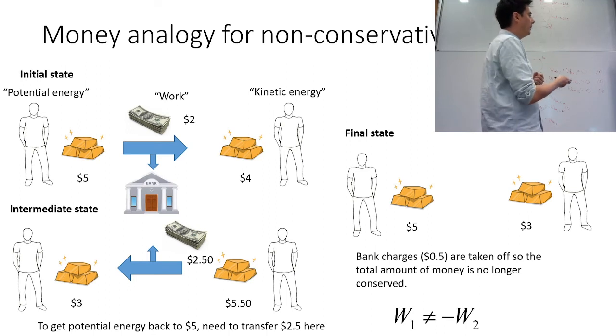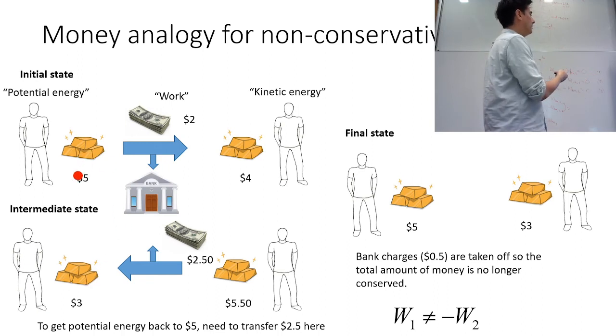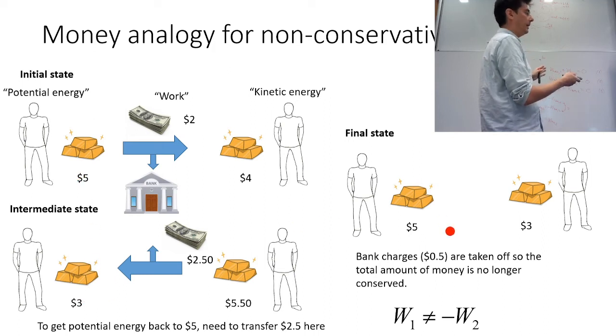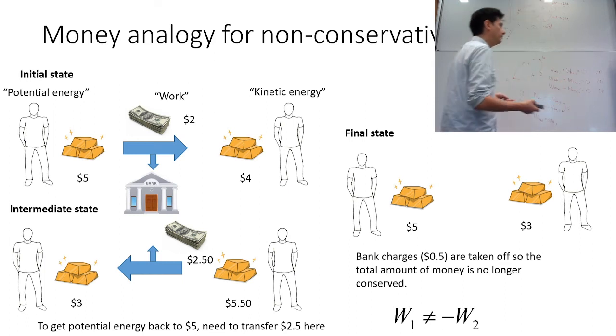Yeah, so without bank charges, basically you transfer $2 and then this person transfers $2 back, and then what happens is that $5 goes down to $3, but then goes back to $5, right? So that's basically the loop test that we're trying to do.